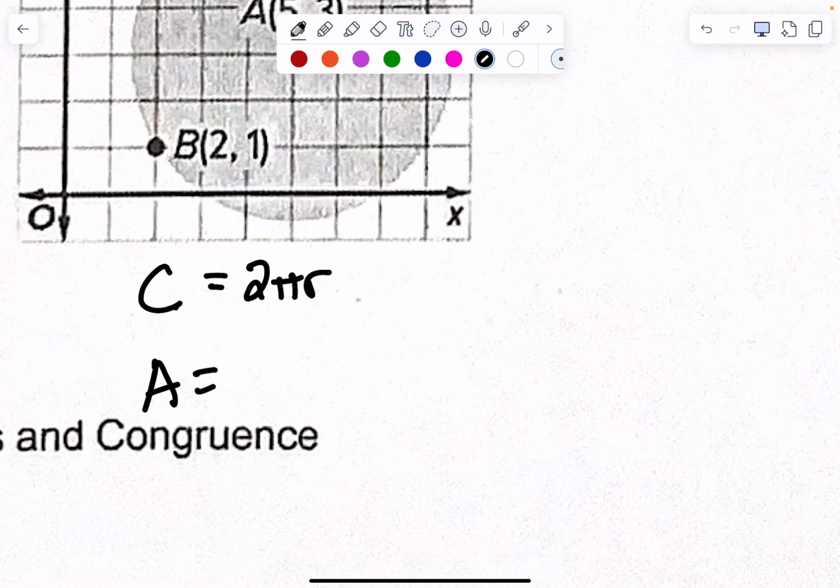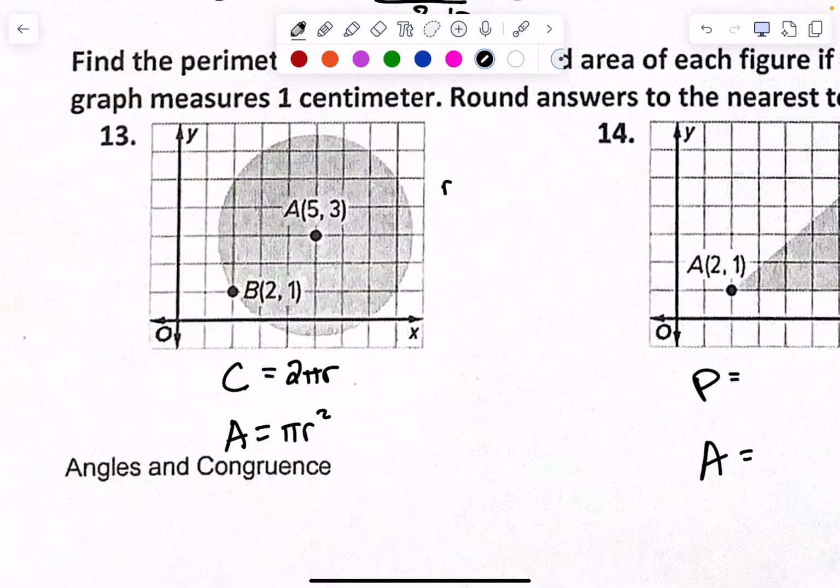How do you find area of a circle? Pi r squared. The 2 is just in the back as an exponent, okay? So the only thing we need to know is what the r is, right? How do I find the r?